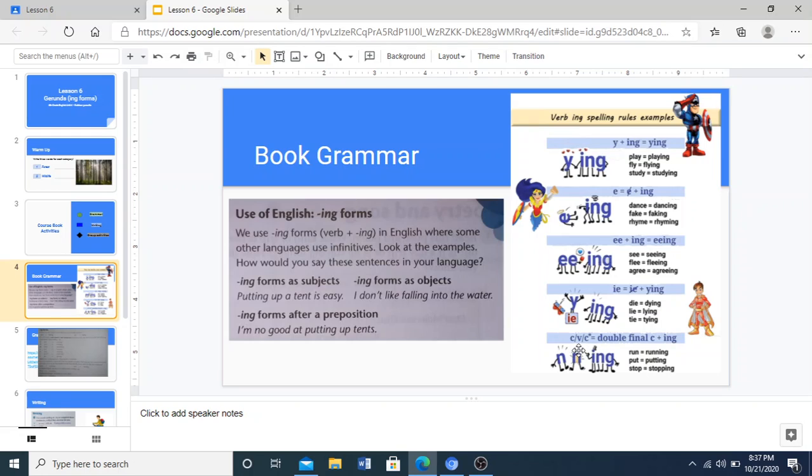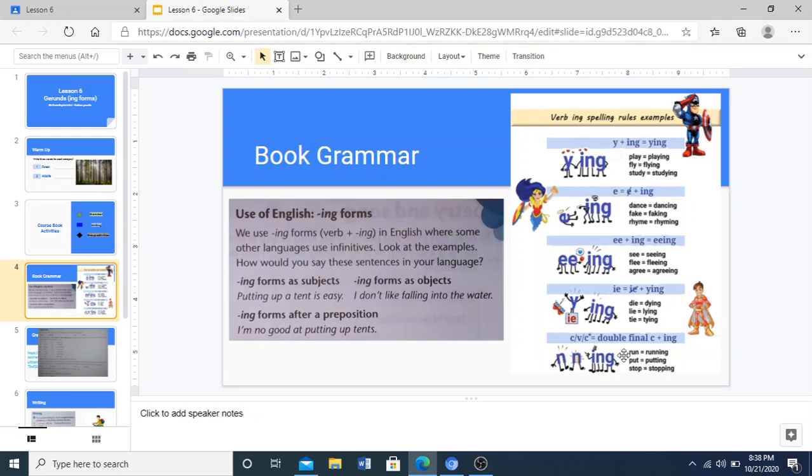Also, we have CVC words. CVC words just means words that have consonant, vowel, consonant. If you have a double final consonant, the last consonant, then plus -ing. If the word has consonant, vowel, consonant, then you double the last consonant, then you add -ing.